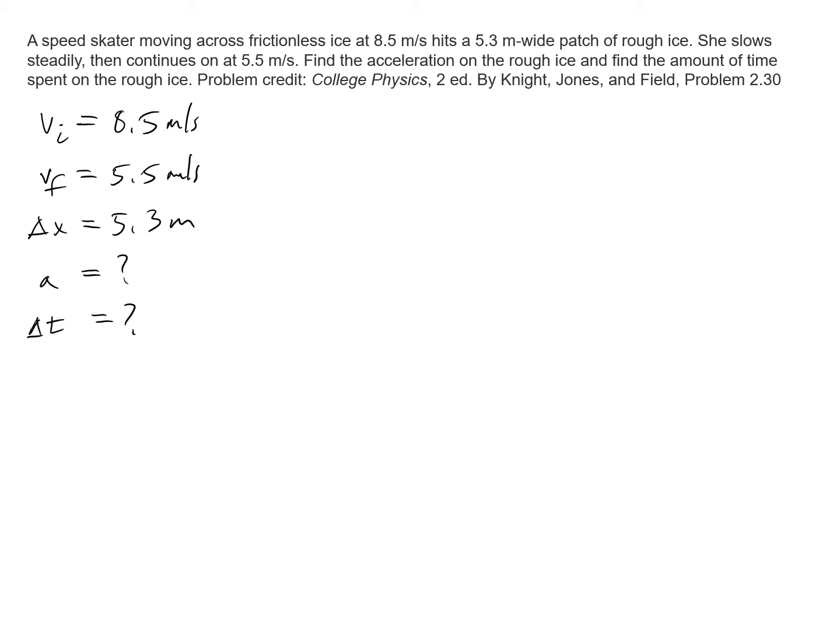Okay, so the first objective here is going to be to draw a kinematic graph. Usually I like to start with a velocity graph because it has the most information in it. So if we were to try to draw a graph of velocity, then a full graph might look something like this. We know that she starts out moving at a certain velocity, and before she hits the rough patch, velocity is basically constant. Once the rough patch is encountered, then the velocity is going to slow down.